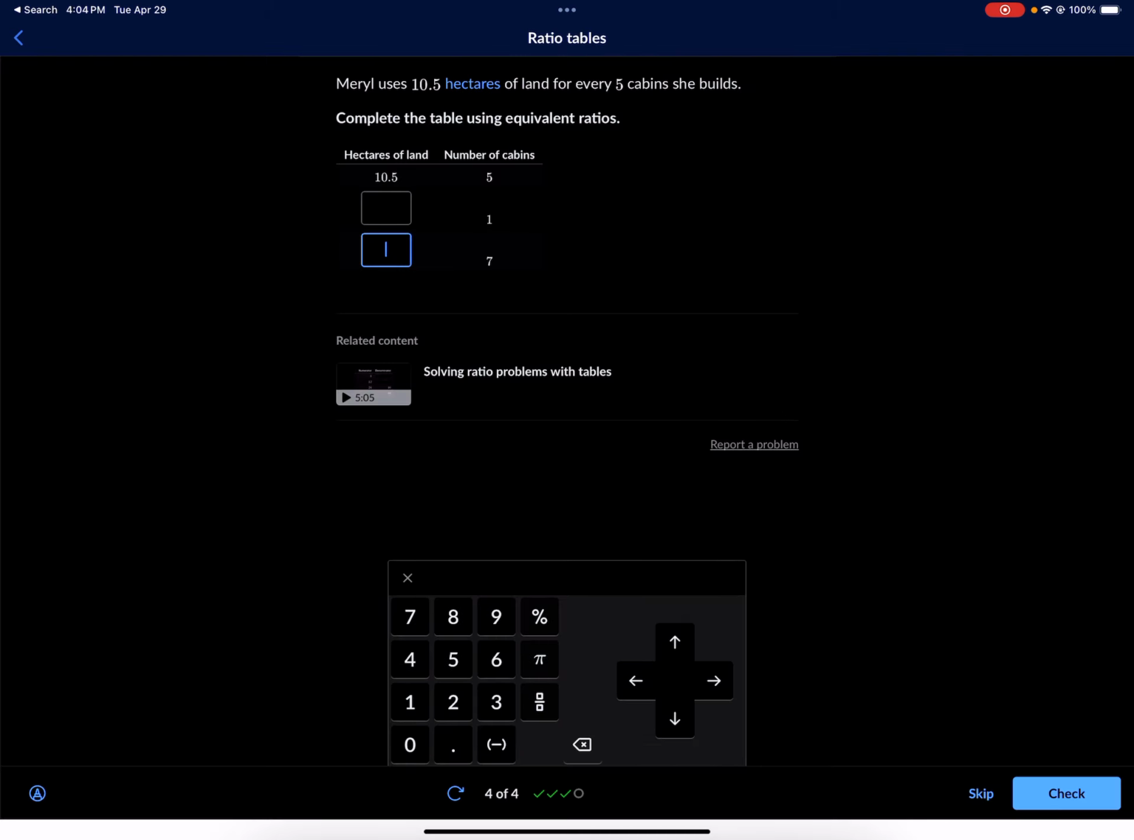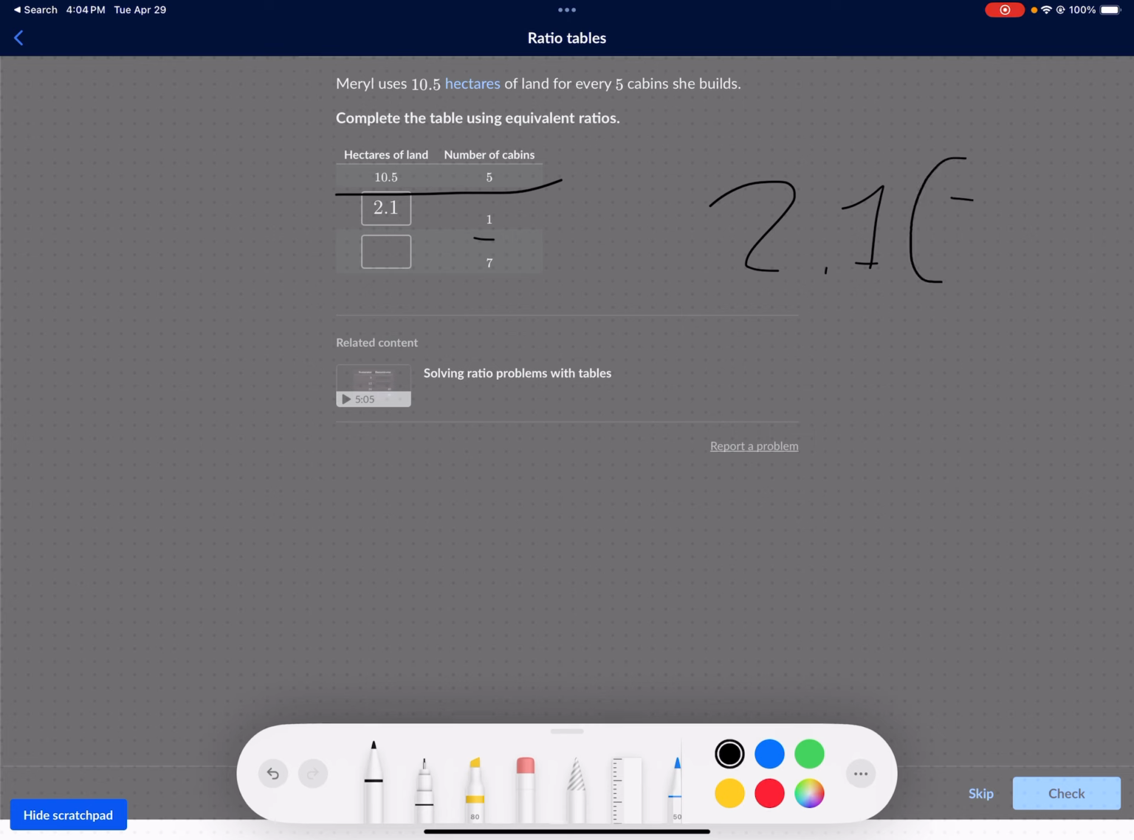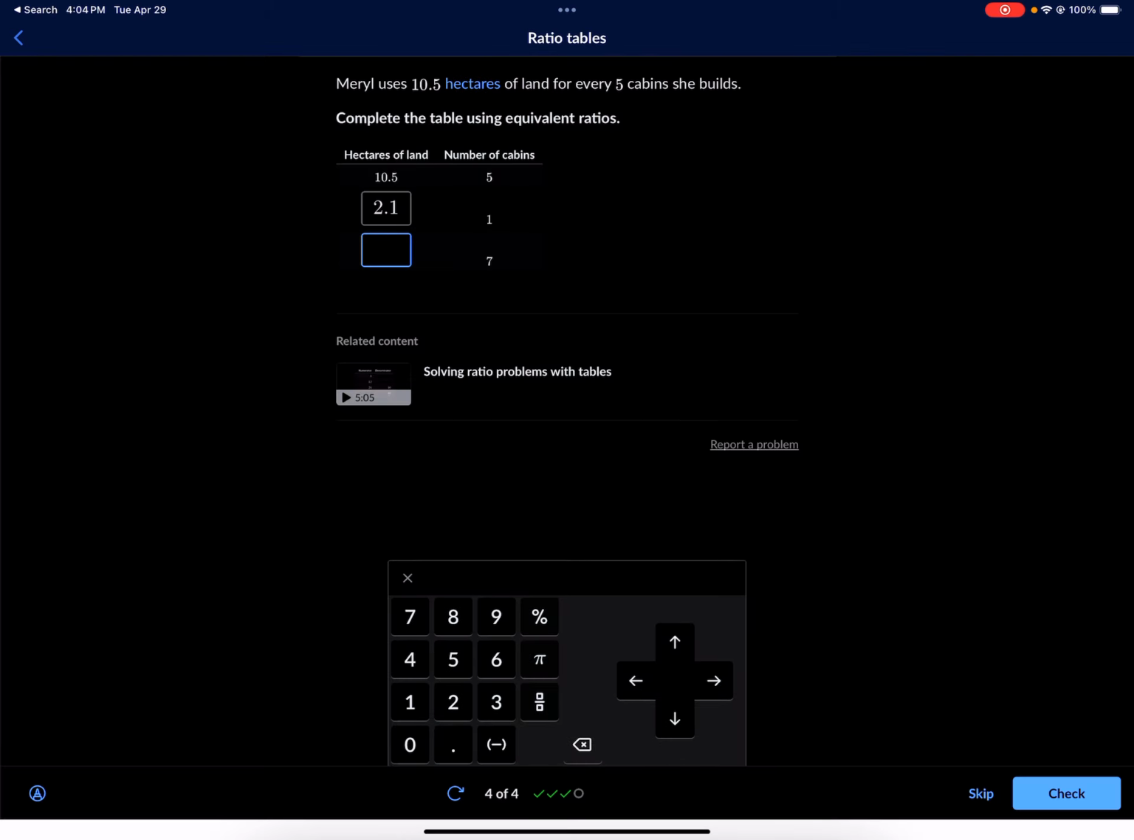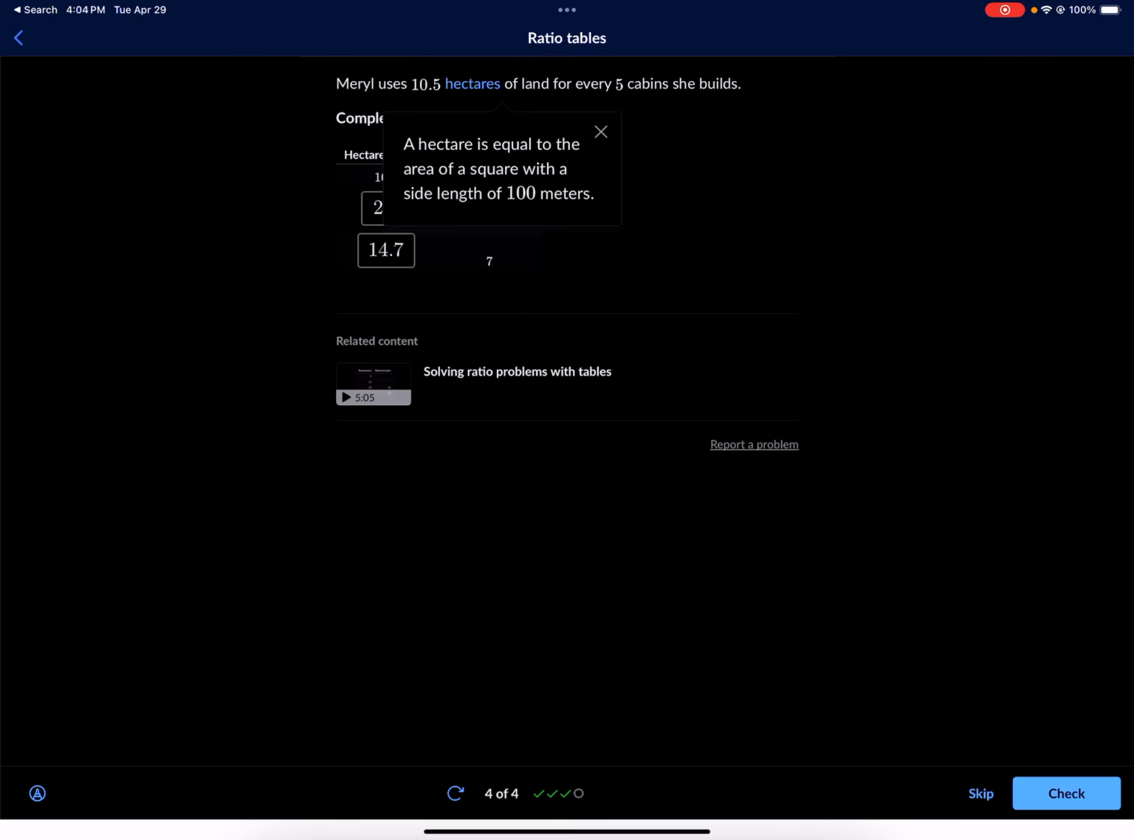So that means this is here. And then we have 7 cabins, so we do 2.1 times 7. What will this be equal to? 14.7. We multiply 2 by 7, which is 14, and then 1 times 7 is 7. So it's 14.7, which means that now if we wanted to, we know that a hectare is equal to the area of a square with a side length of 100 meters.